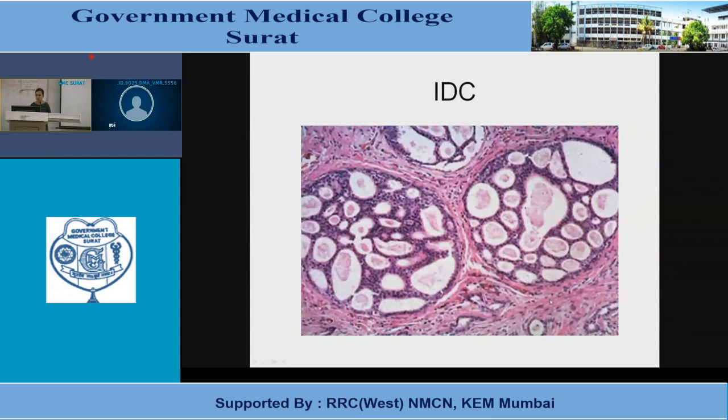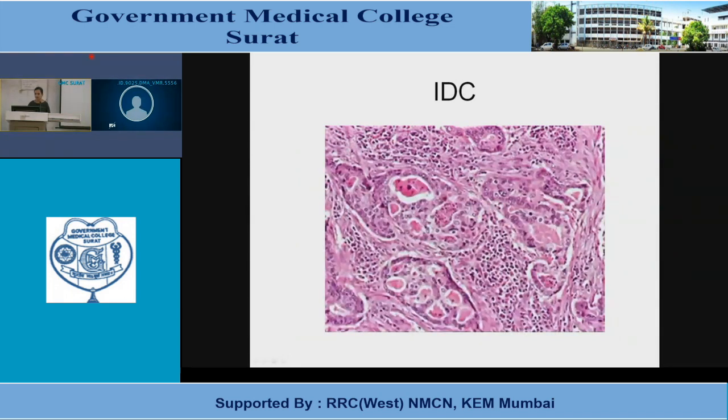Now the high power view, can you see? In this case, you can see there is glandular formation as well as the presence of cords. So this is how the infiltration occurs within the stroma of the breast, and these cords are basically surrounded by lymphoplasmacytic infiltrate, which is basically the immune response of the body to delimit the tumor.